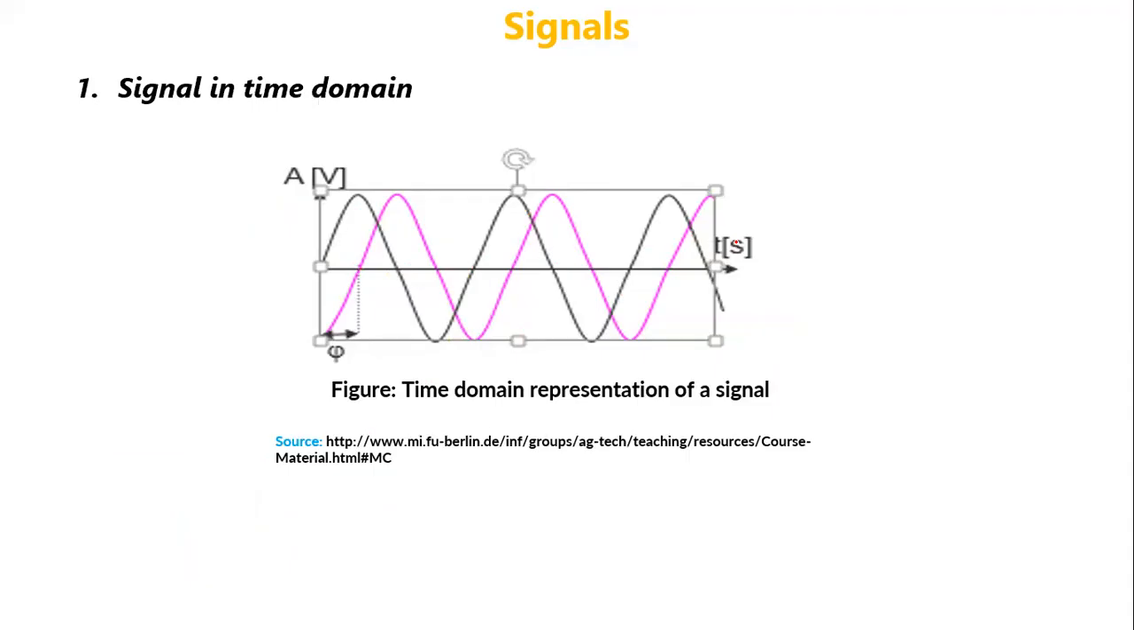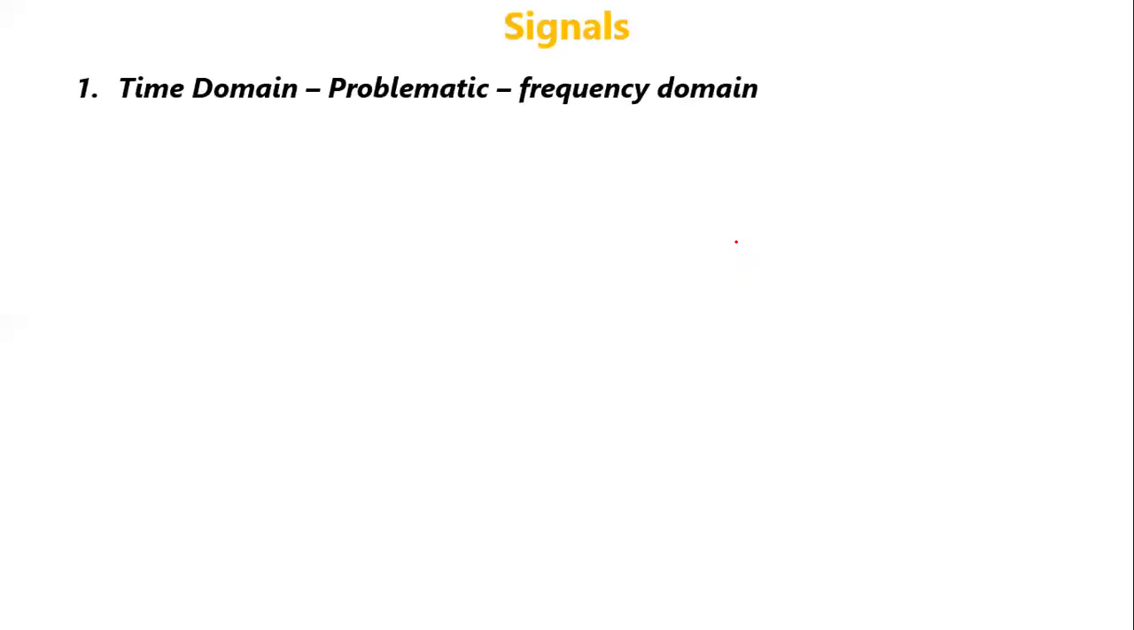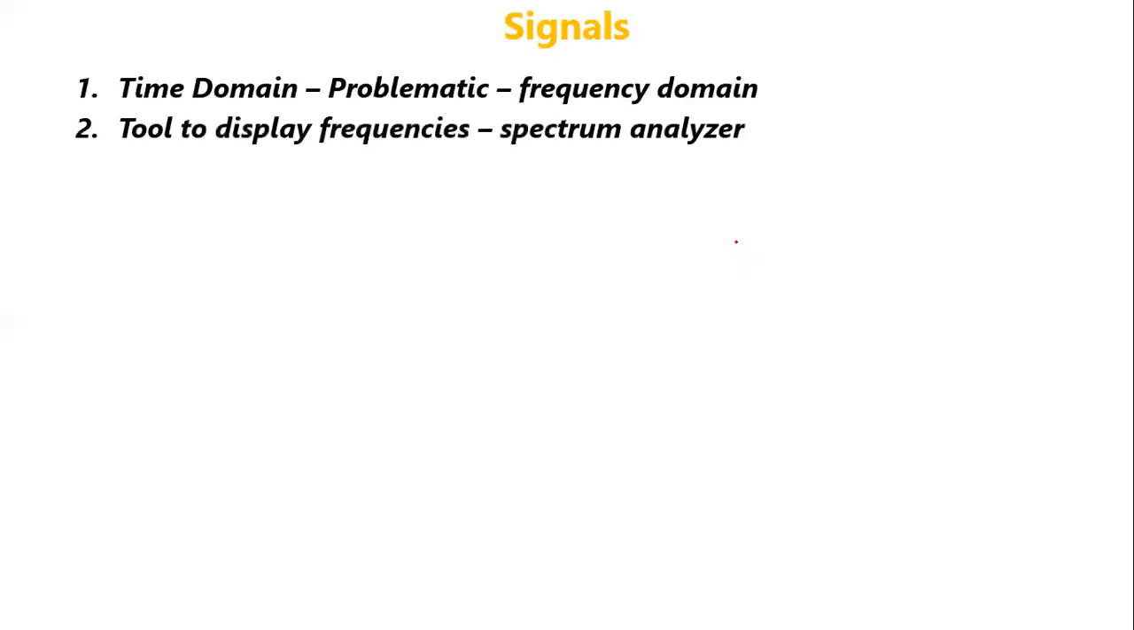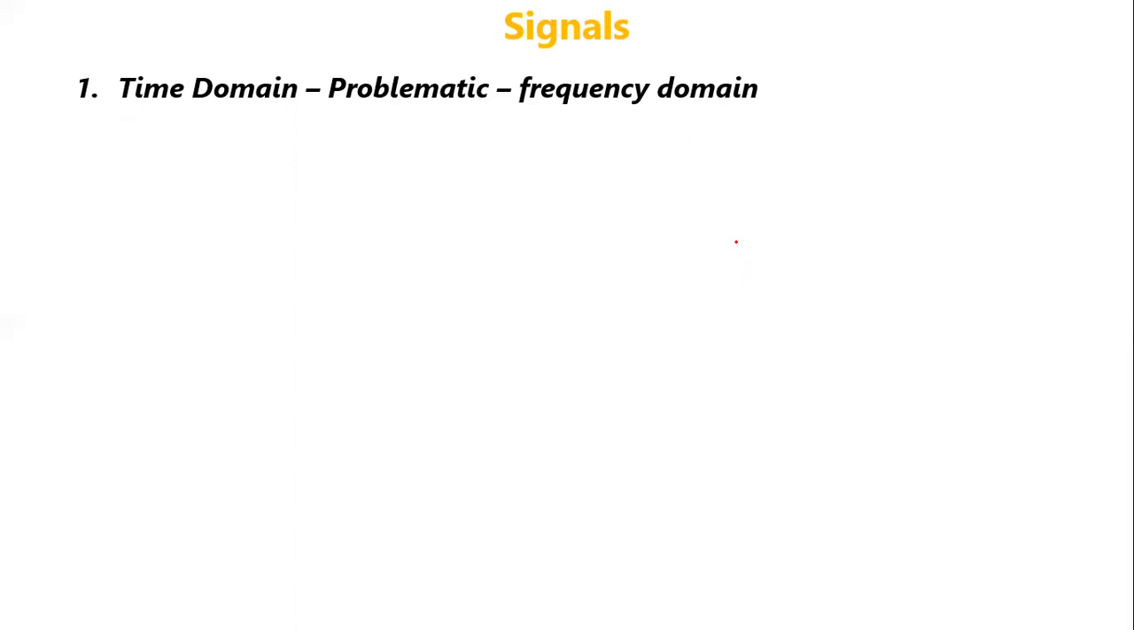Fine. So this is the signal in time domain, a sine wave in time domain. Sometimes representing the signal in time domain may be problematic, especially if the signal contains many different frequencies. In such cases, the signal can be represented in frequency domain.